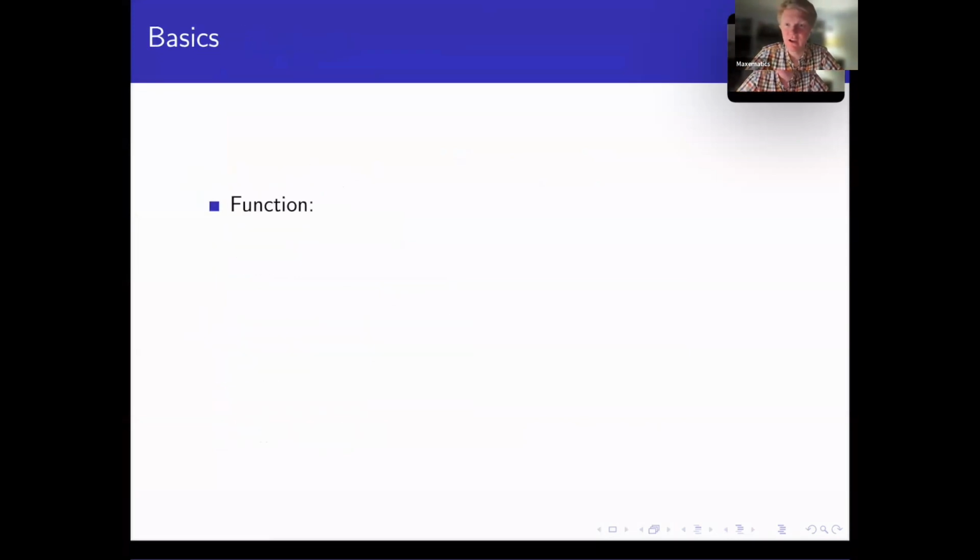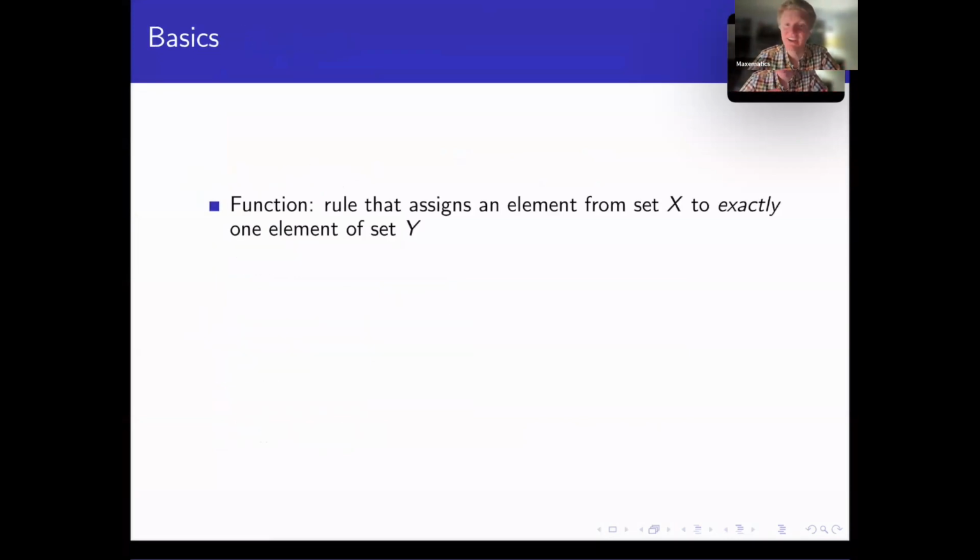So functions in general are rules that assign elements from one set to exactly one element in another set. Technically you can have a mapping where any number of x's go to any number of y's, whatever you want. But for functions, we very specifically want rules or mappings where elements in some starting set x get mapped to exactly one element in some ending set y. This starting set x we refer to as the domain, and this ending set y we refer to as the range. Domain is where we start, range is where we end.